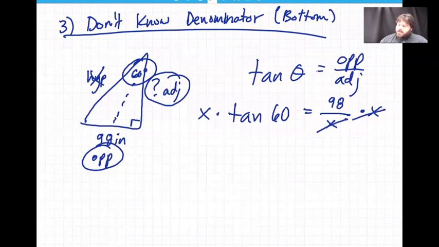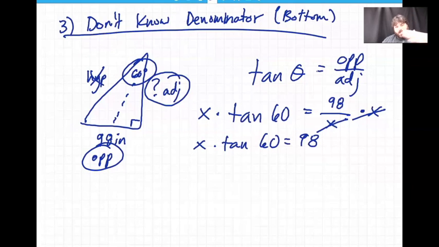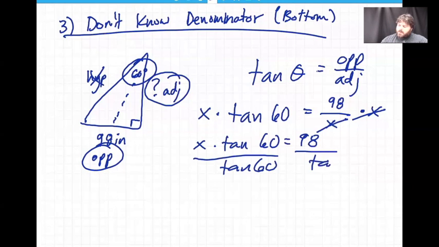That cancels the x there on the right side. Leaves us with x times tangent of 60 equals 98. Now, I got to get x by itself. Now it's at least in the top. It's not in the denominator of a fraction. It's where it should be. So now I just divide out the tangent of 60 on both sides. Okay, cancels here. I get x is equal to 98 divided by tangent of 60.